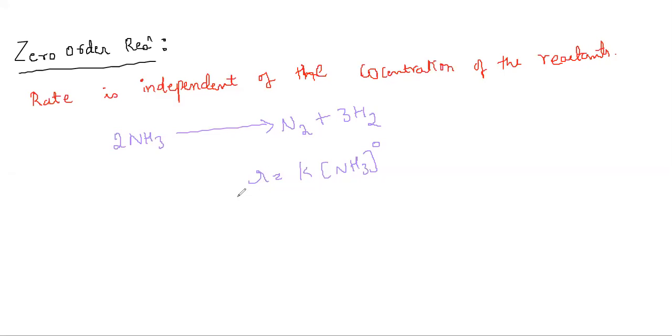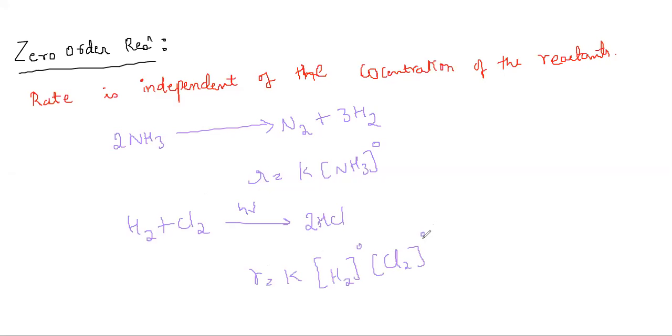Okay. Similarly, we can also take this reaction in the presence of sunlight. So R is equal to H2 CO2. So that is also independent of the concentration of the reactant. So that becomes a zero order reaction example.